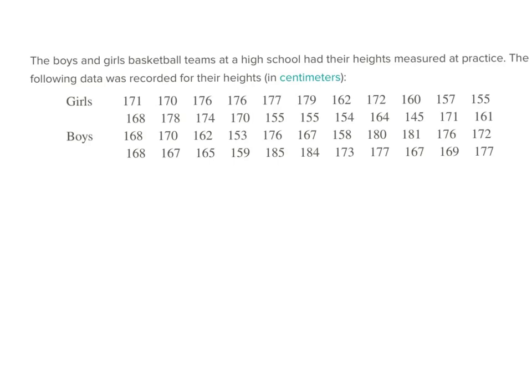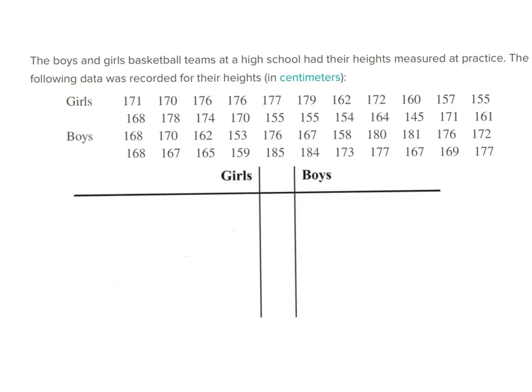So we're going to look at heights in centimeters of some basketball players. In this particular example, we have some data on boys and girls basketball teams. Their height was measured in centimeters. What we're going to do is put both sets of data on one stem and leaf plot, known as a back-to-back stem and leaf plot or a two-sided stem and leaf plot. And it's going to look something like this.